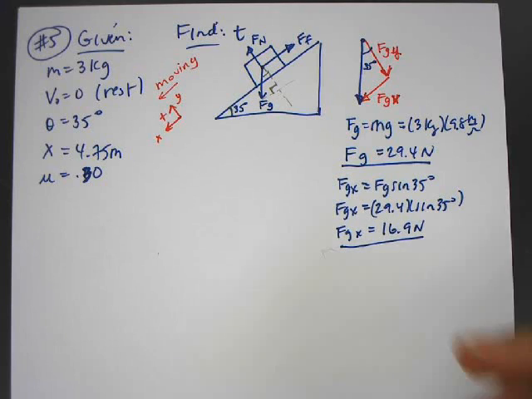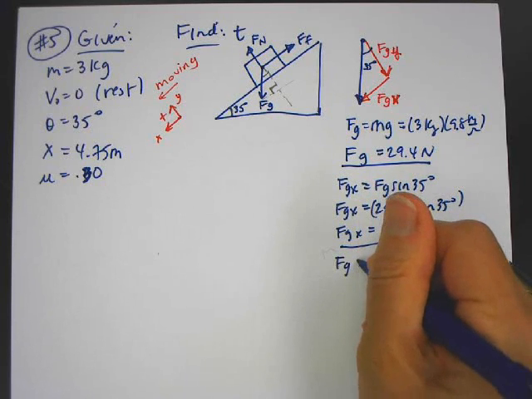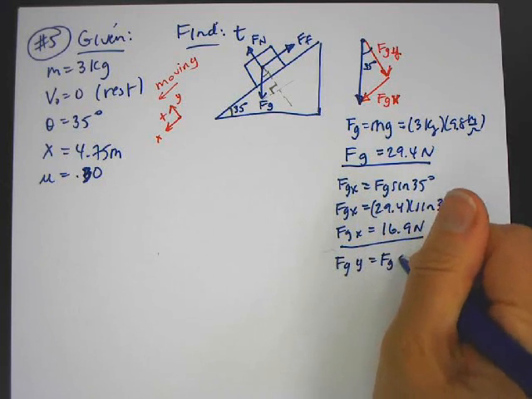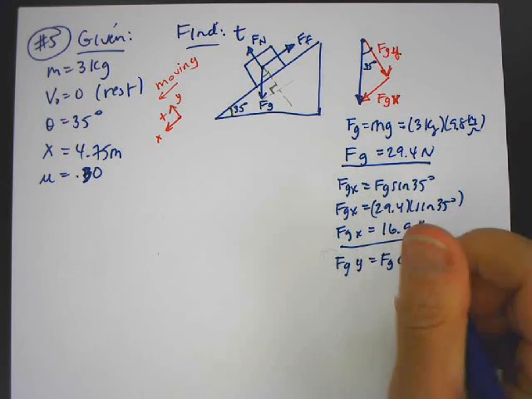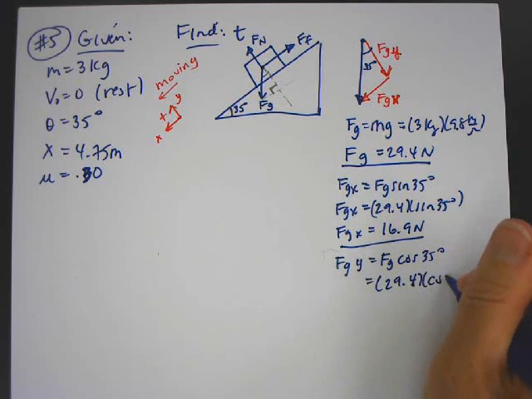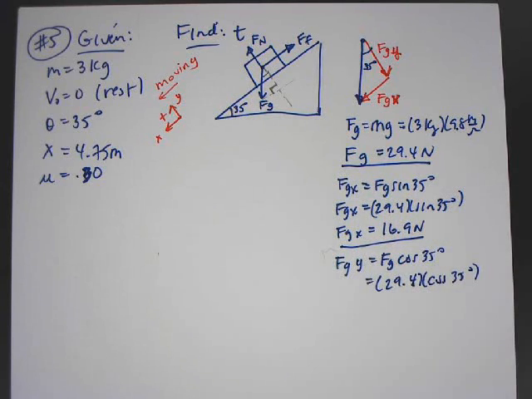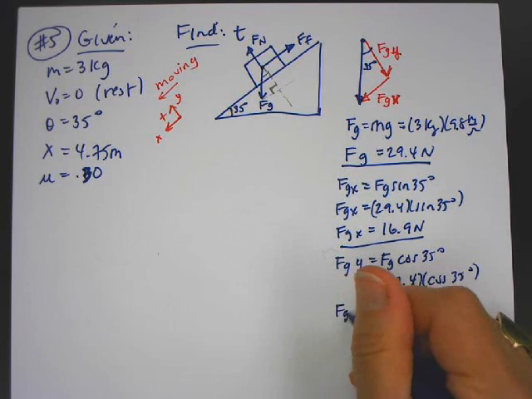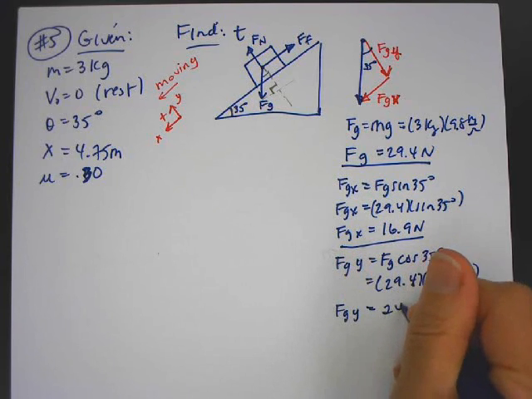FGY is adjacent to the given angle, which is cosine. So FGY is equal to FG cosine of 35. So it's 29.4 times the cosine of 35 degrees. So FGY is equal to 24.1.